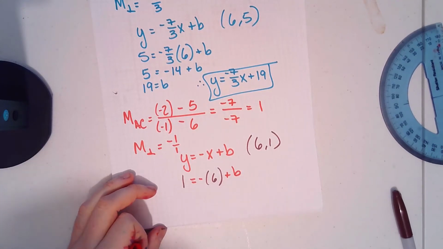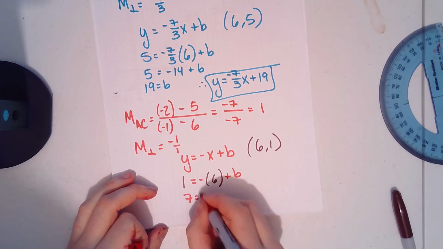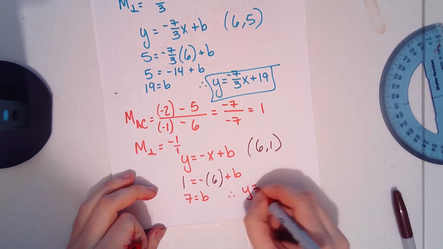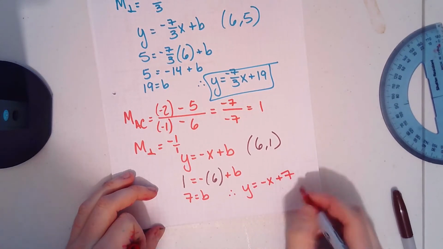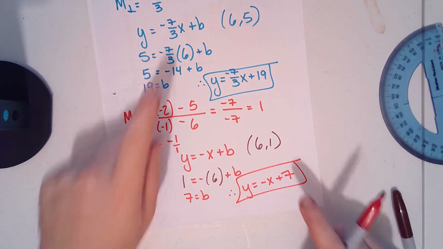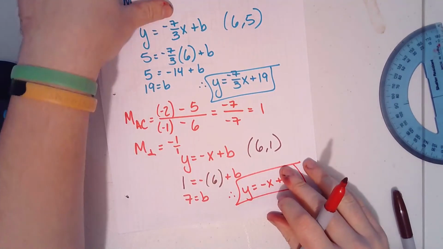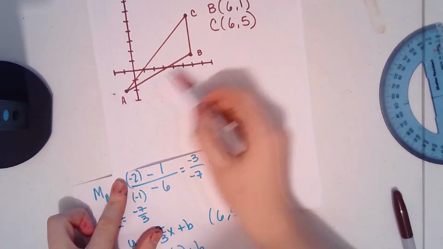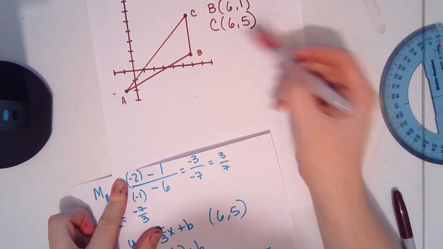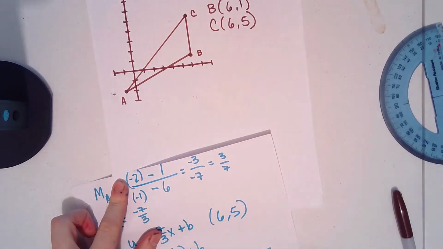And I solve by adding 6 to both sides, and I get 7 equals b. Therefore, our equation is y equals negative x plus 7. So those are the two lines that hit this side and this side at a 90-degree angle and go through the vertexes C and B.